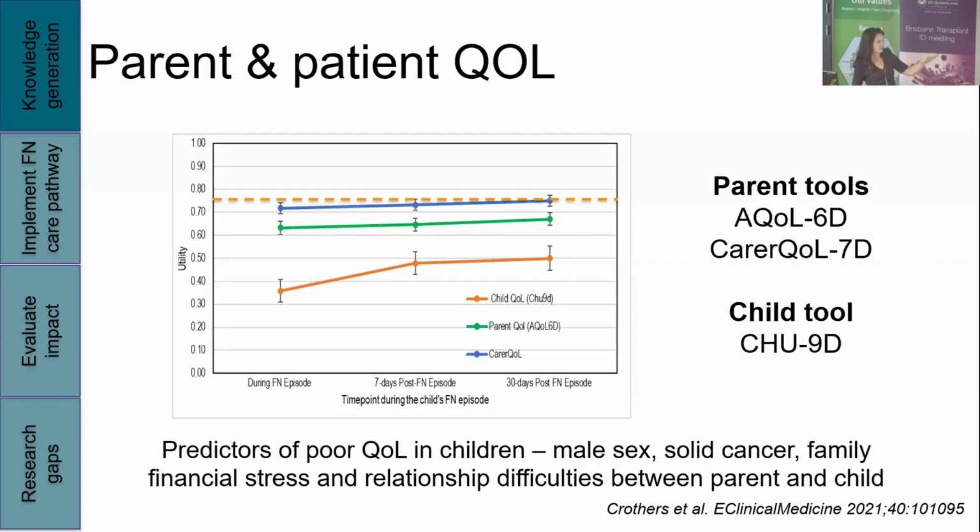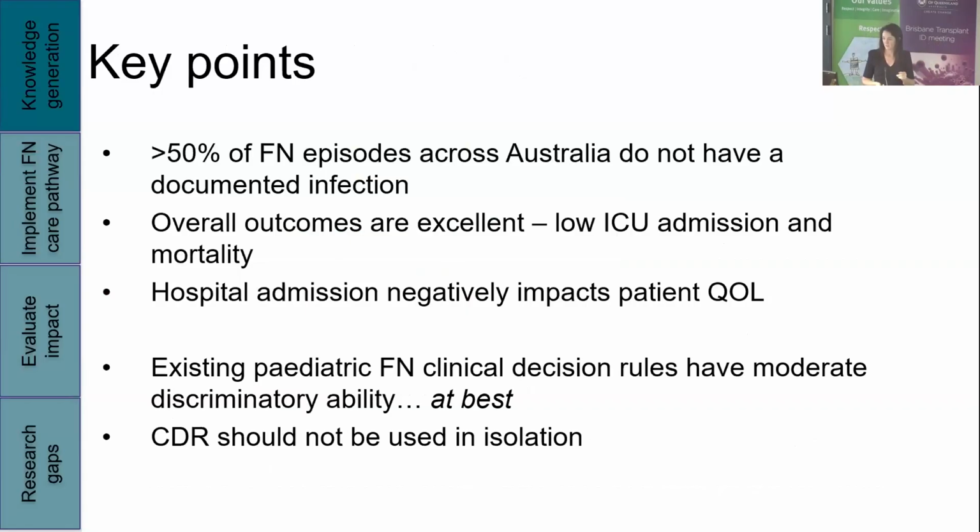You can see how low a child's quality of life is with cancer during a FEBNUD episode. It improves a bit after 7 days of going home after their FEBNUD episode, and at 30 days is probably back to the baseline where they sit throughout their cancer journey. So these kids are not feeling very happy at all.